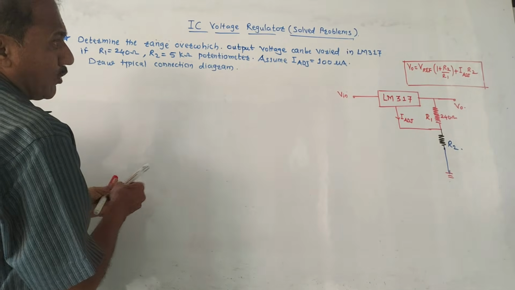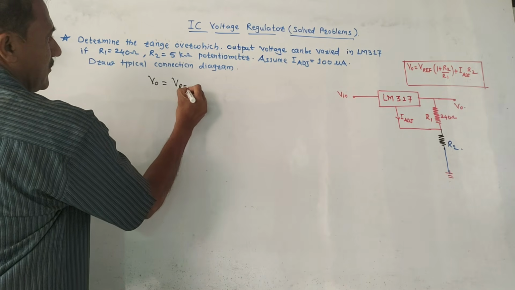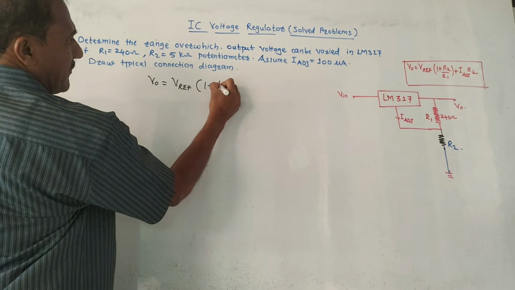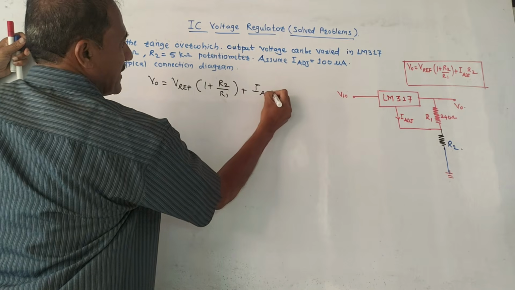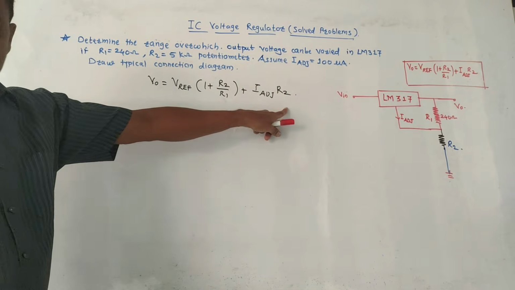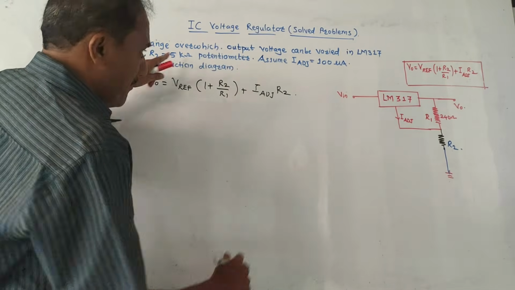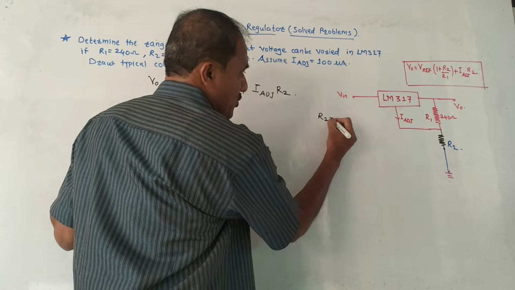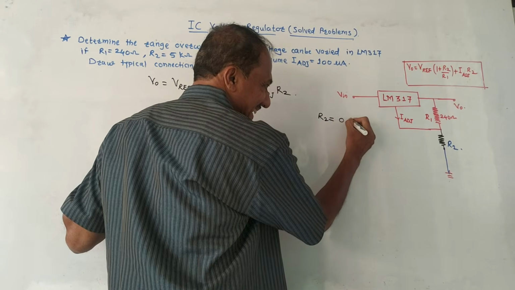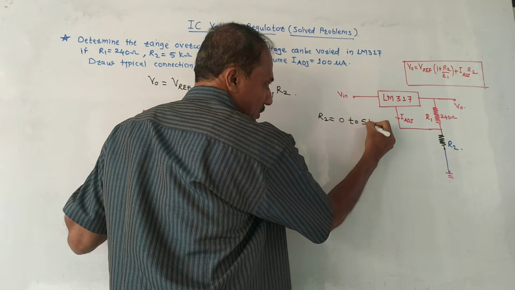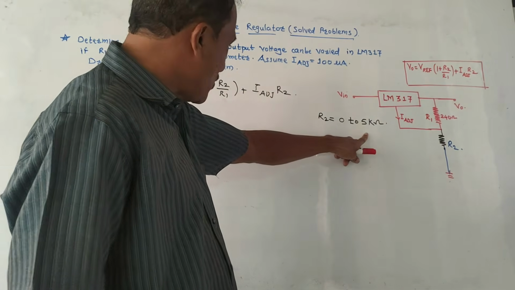So I will rewrite the formula. It is V0 is V reference, and we know that the value of V reference is 1.25 volt, plus I adjustment, same formula I am writing, into R2. R2 is given as 5 kilo ohm, means range of R2, this is a potentiometer. This 5 kilo ohm indicates maximum value, so you can say range is from 0 to 5 kilo ohm, and we know that 5 kilo ohm is 5000 ohm. This is the range of R2.